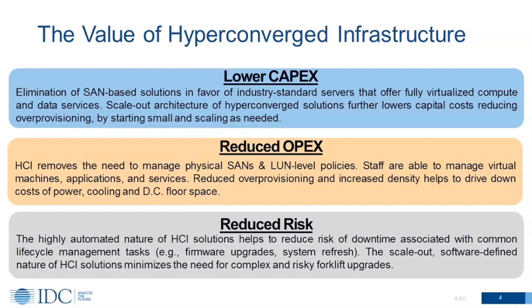And the third point you can see here is that the software and automation-driven nature of hyperconverged solutions helps organizations reduce operational risk. Manual tasks related to hardware lifecycle are minimized, which lowers the likelihood of human error and provides flexibility that these organizations need to ensure the availability and performance of important business applications.